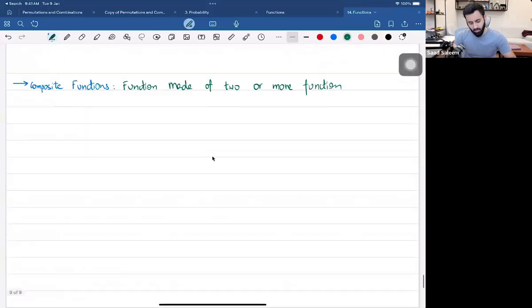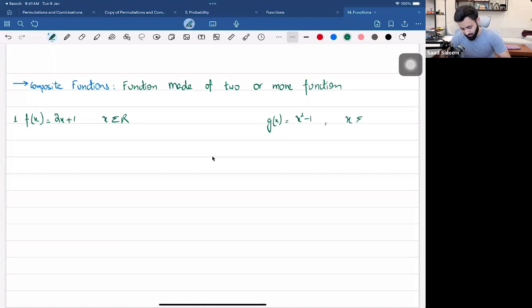Okay. So here is an example. Let's say that you have f of x, which is equal to 2x plus 1. And the domain, let's say you're given, is x belongs to the set of all real values. And let's say you're given g of x, which is equal to x squared minus 1. And here also the domain is given to you that x belongs to the set of all real values.